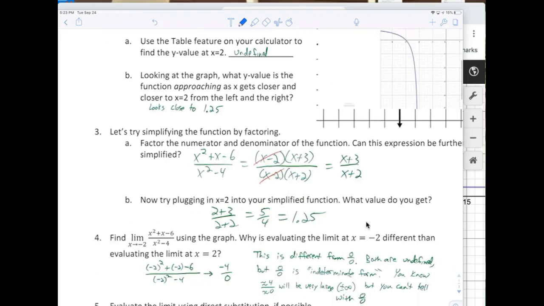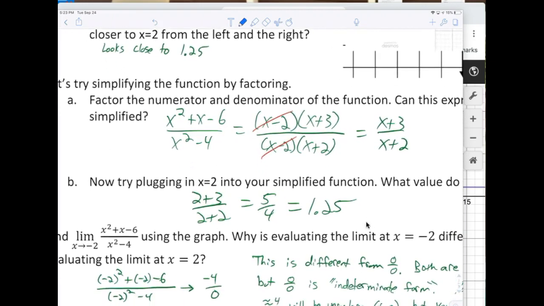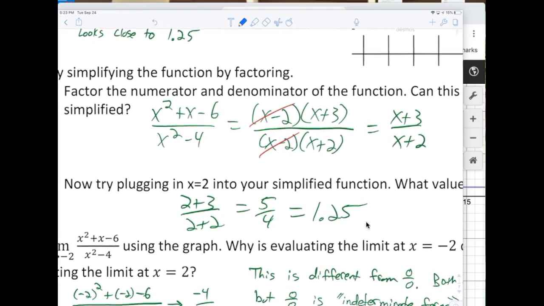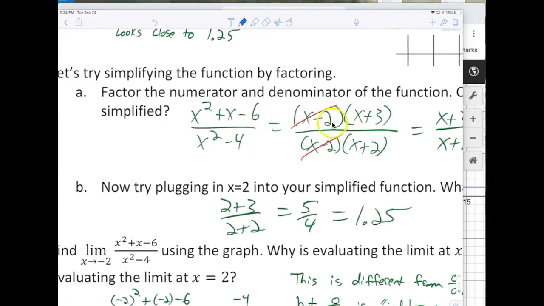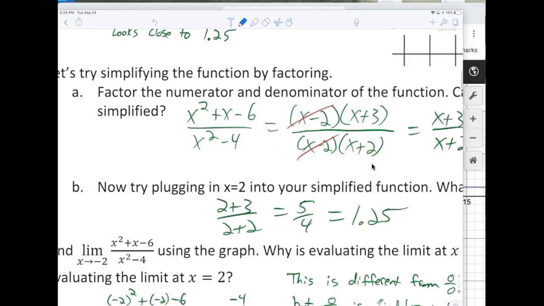So question 3 asks you to factor the numerator and denominator and see if you can simplify it at all. And it turns out that negative 2 times 3 is negative 6, and negative 2 plus 3 is 1. So we can actually factor the numerator as x minus 2 times x plus 3. And the denominator is the difference of two squares. It factors as x minus 2 times x plus 2.